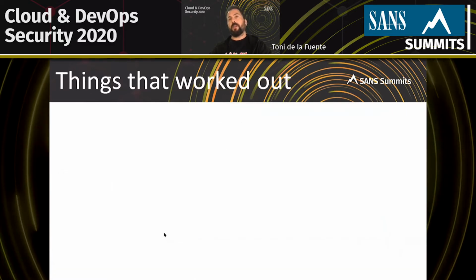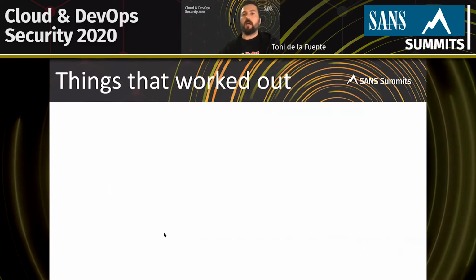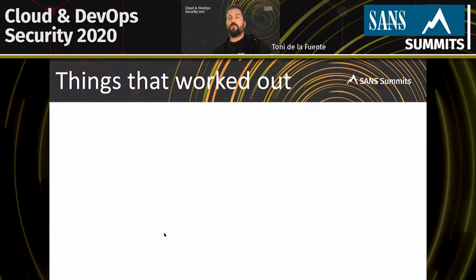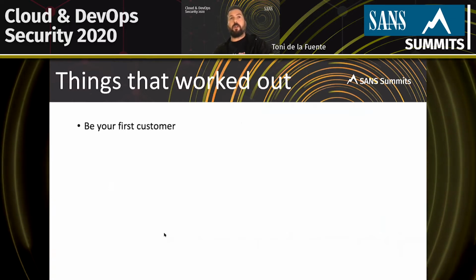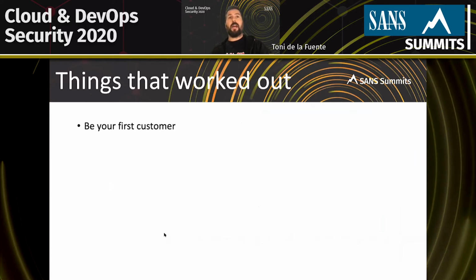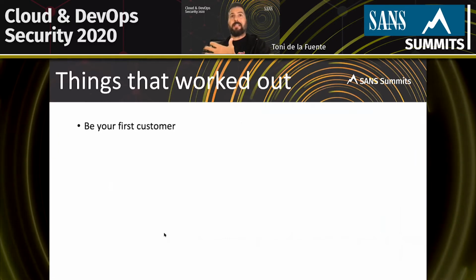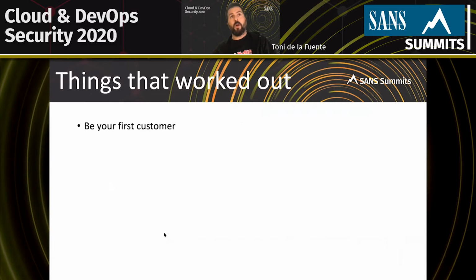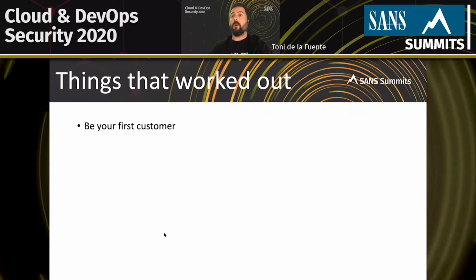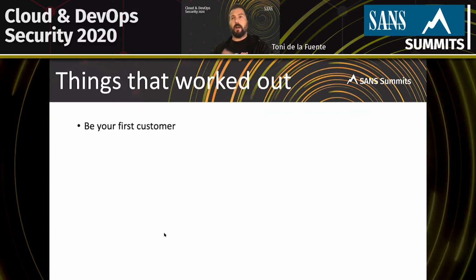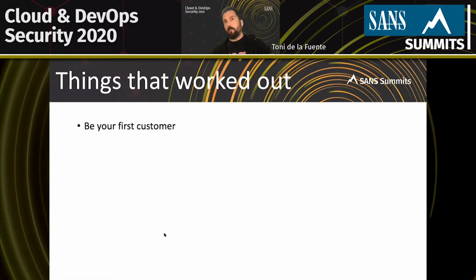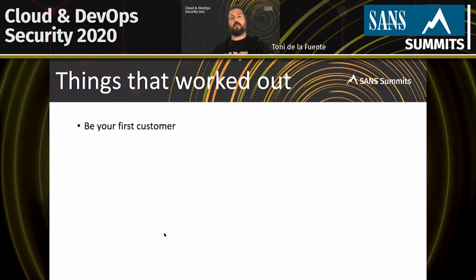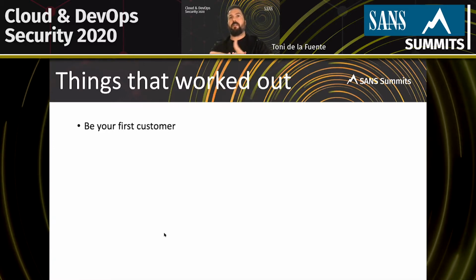So let's start with the things that worked out, and that I consider were good to be there or to do. First of all, be your first customer. Of course, I wrote Prowler for me because I needed that. I needed to know what to do when it comes to hardening AWS accounts, but also for the team where I was working at that time. So I knew at every moment what I had to do, and the enhancements, fixes, etc.